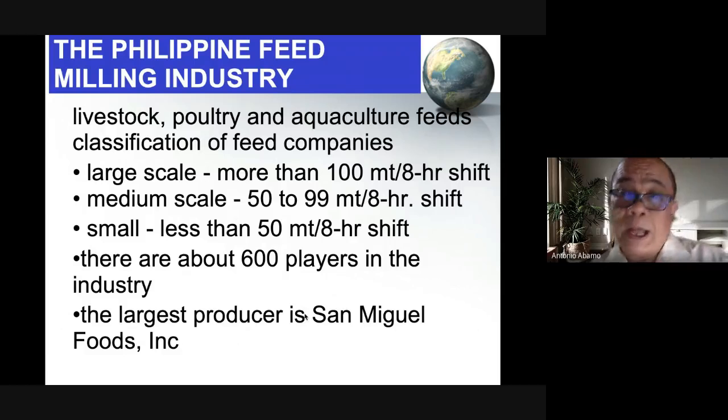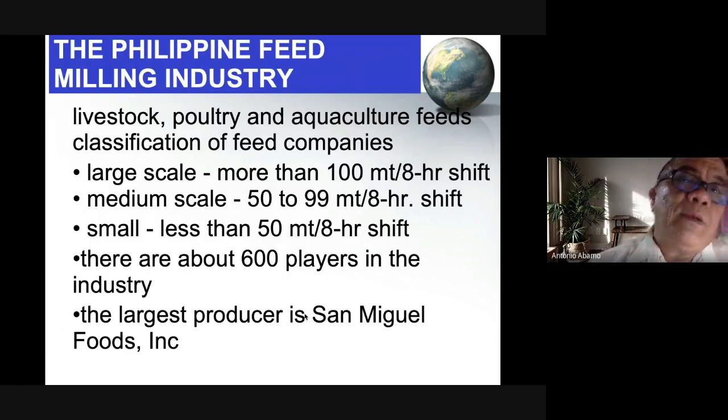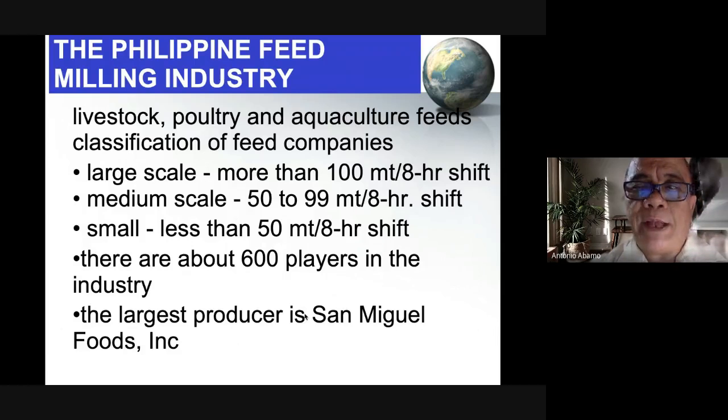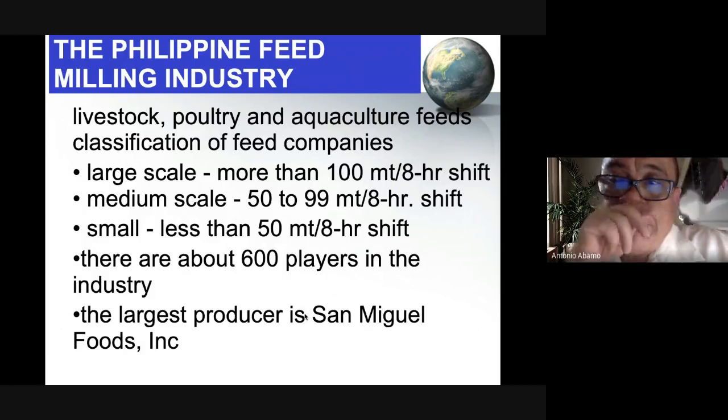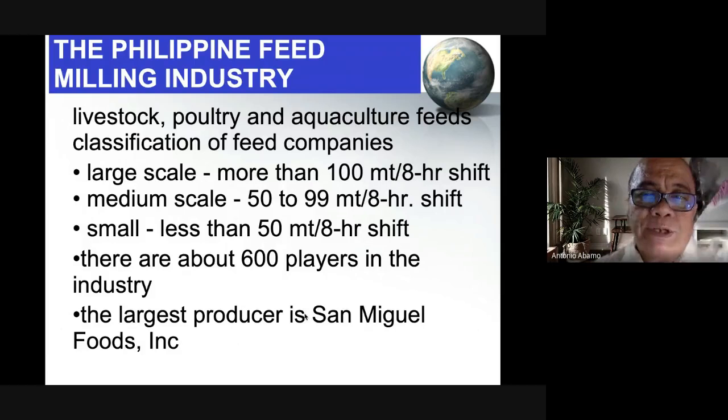It also operates in other types of feed formulation, for example for pets, which is an actively growing demand. Traditionally we have livestock, poultry, and aquaculture feeds. Now, large scale feed milling operates 100 metric tons per day. Medium scale, 50 to 99 metric tons per day. And small scale, less than 50 metric tons per day of operation.